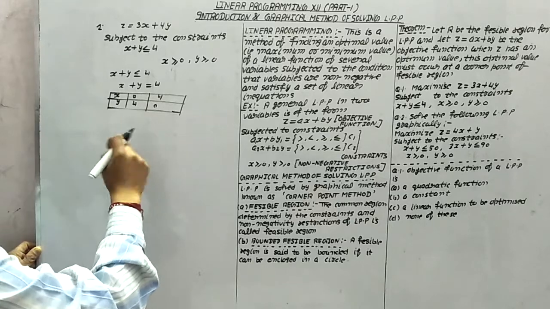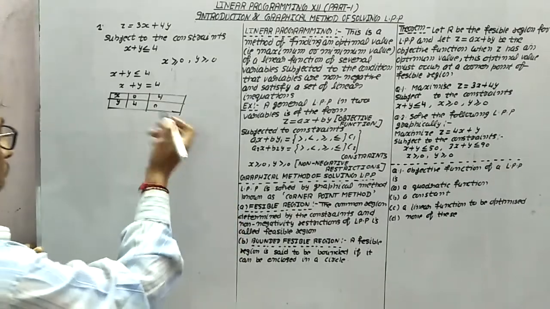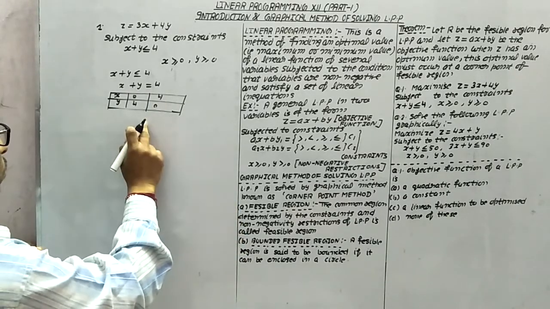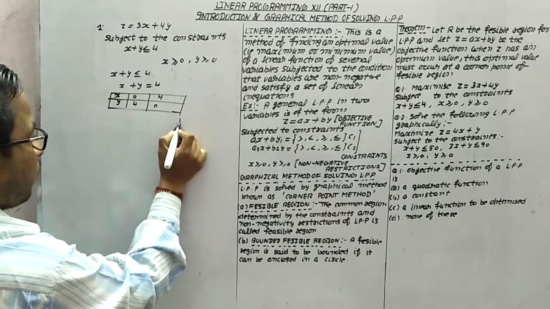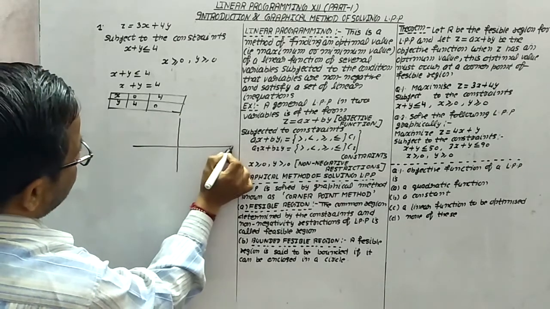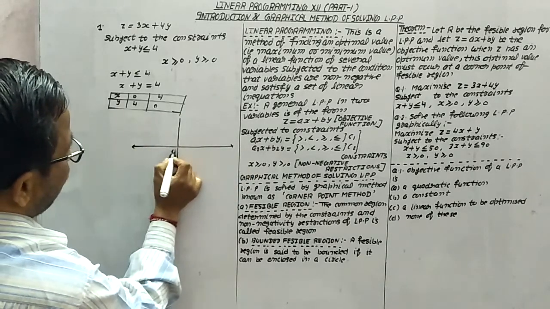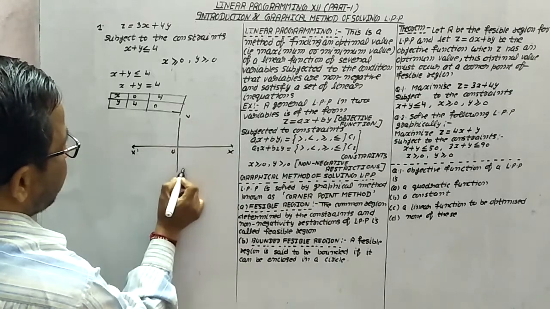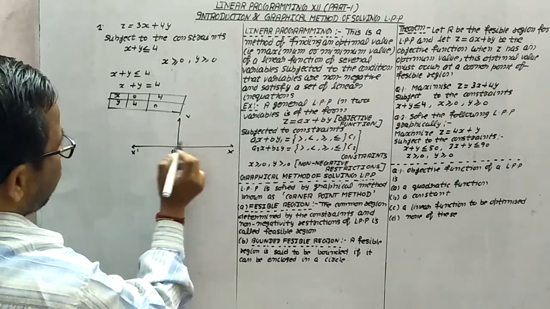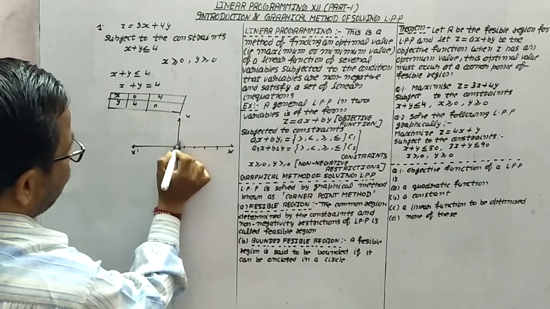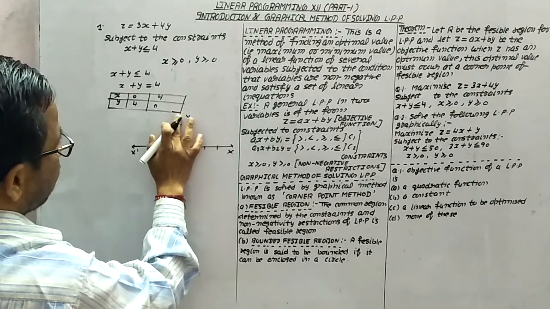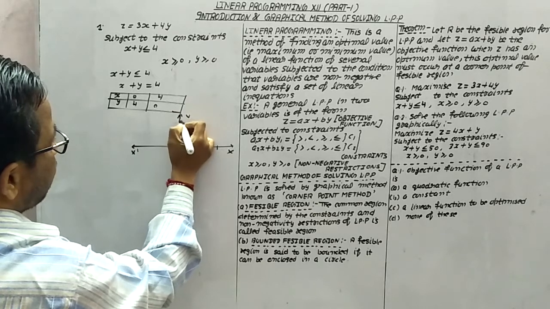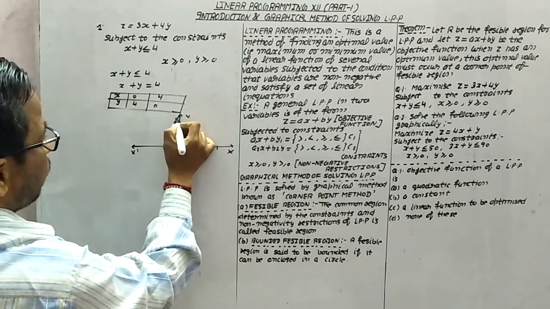this one. We will discuss later on what we are going to do in this part. First of all, we will draw the graph. Look at this. For the graph of this, this is the origin. This is X'OX, Y'OY, and this is the origin. 1, 2, 3, 4, 1, 2, 3, 4.